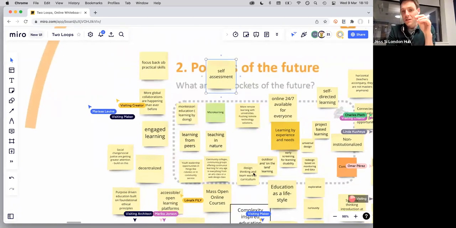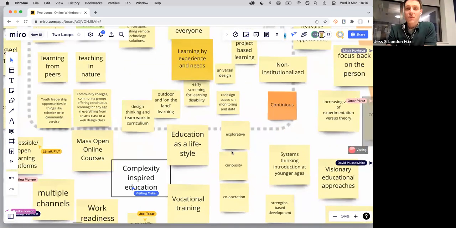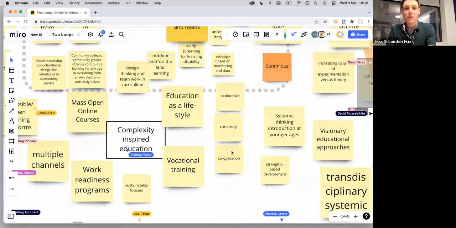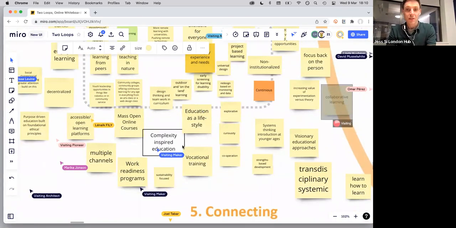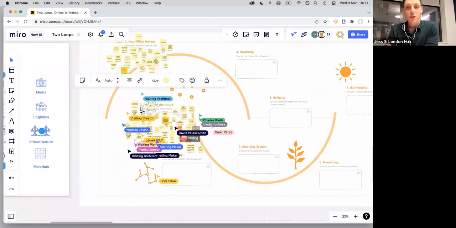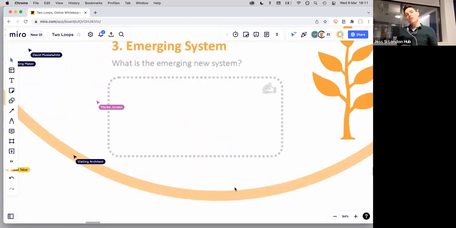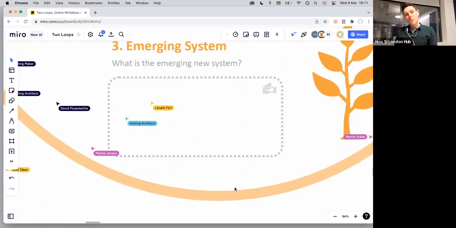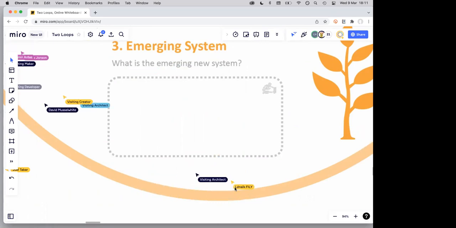Self-assessments, that would be interesting. All right, explorative, curiosity, cooperation. Okay, complexity inspired education. Great ideas, guys. Hopefully you get the idea. So that was number 2. Let's take a look at number 3. This is the emerging system. What would the system actually start to look like if we put those together? And what would this next generation system potentially be like?